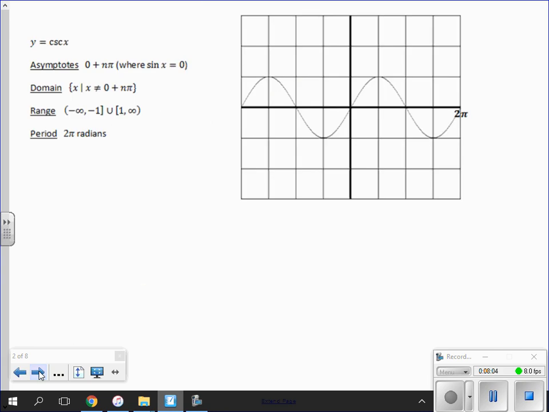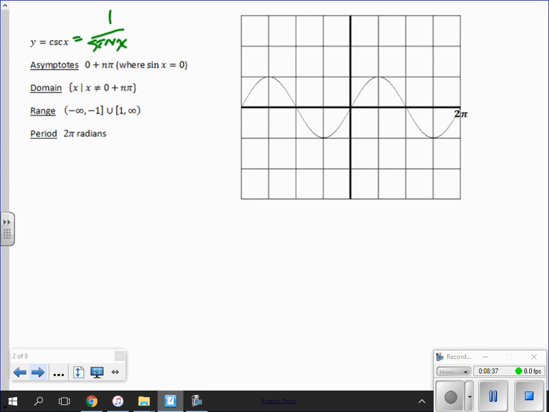The cosecant of x. Okay. Now the whole key to graphing the cosecant of x is remembering that the cosecant of x is 1 over the sine of x. Okay, the cosecant is 1 over the sine. So my asymptotes are where the sine is equal to 0. Wherever the sine is 0, I have an asymptote.